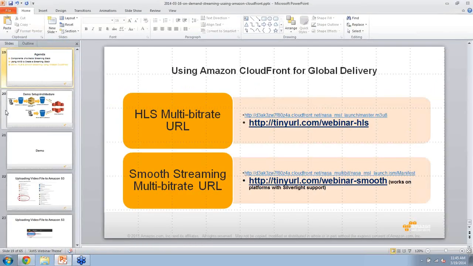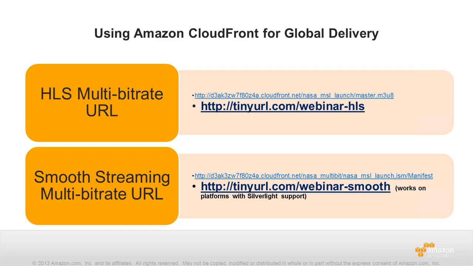And if we flip back to our PowerPoint, and we'll go straight to the end here, you see I've got a couple of URLs here. The HLS multi-bitrate and the smooth streaming multi-bitrate, both the URLs are tied to a CloudFront distribution. So the video that you'll be streaming will be coming off of a CloudFront distribution. The first one, tinyurl.com/webinar-hls, you can type that into an iOS device, whether that's your iPhone or iPad or a Mac, and you can see the video being streamed over HLS on that device.